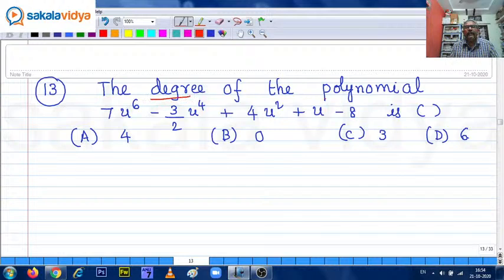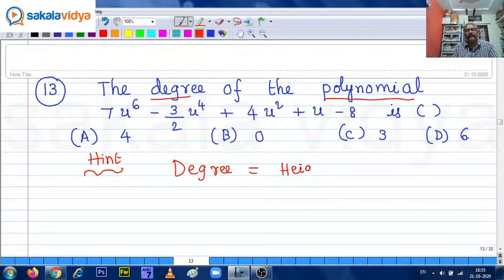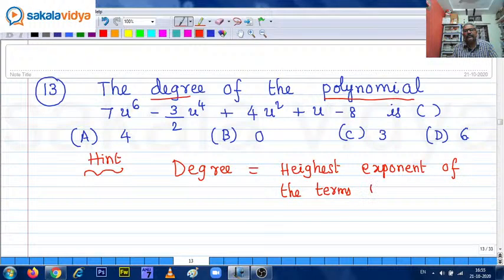See, the degree of the polynomial 7 u to the power of 6 minus 3 by 2 u to the power of 4 plus 4u square plus u minus 8. So what is the degree here? Degree is equal to the highest exponent of the terms in the polynomial. That is nothing but 6, the highest one. So 6. That means option D is the right option.